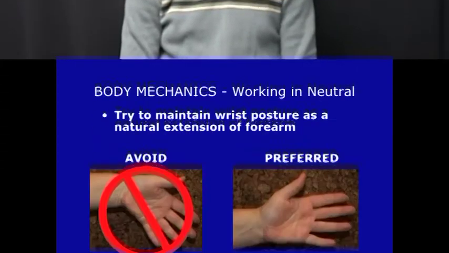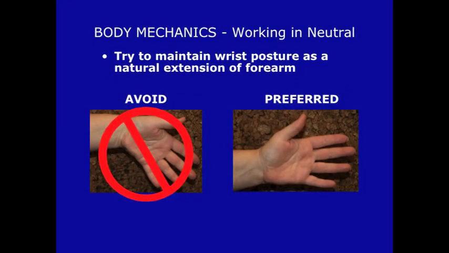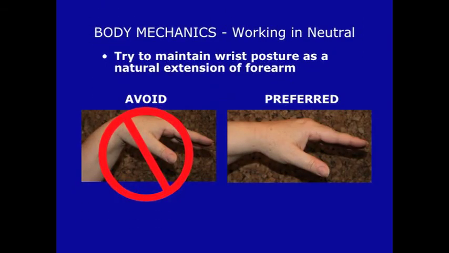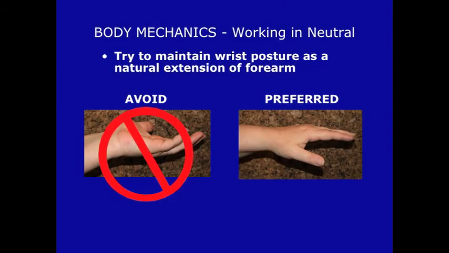Next is an awareness and training on body mechanics and posture. And what you see on the screen now is a series of postures on the left-hand side with the red circle and line through it are postures that can be awkward and that we should avoid. Unnatural bending or twisting, particularly of the wrist.